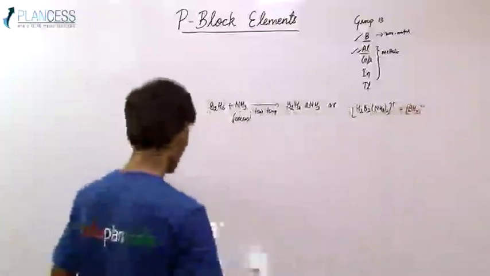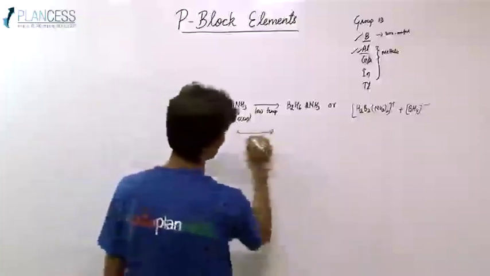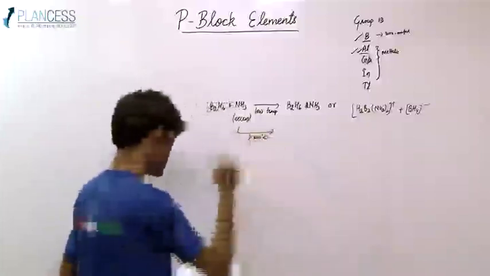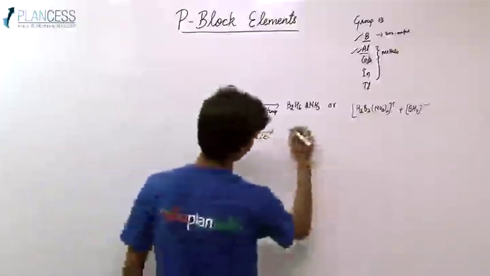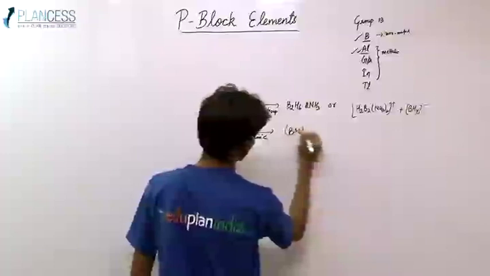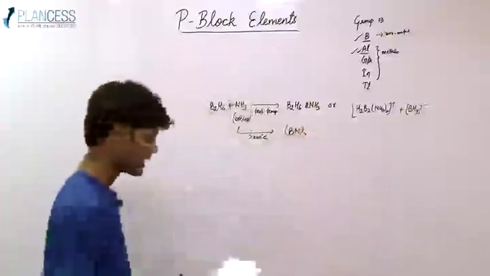However, if excess NH3 is used but the temperature is greater than 200 degrees centigrade, the NH3 is in excess but at the higher temperature, it forms inorganic benzene, or B3N3H6 is formed. Inorganic benzene, I told you about, its structure is also known as the boron nitride.